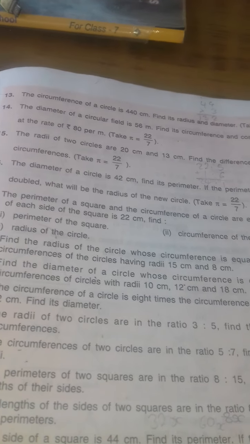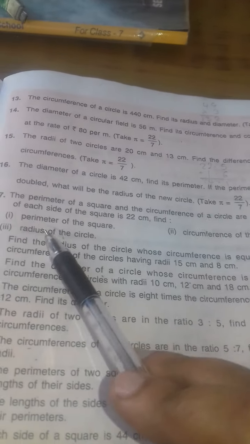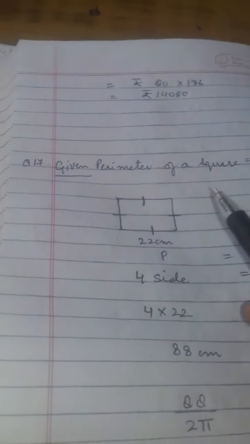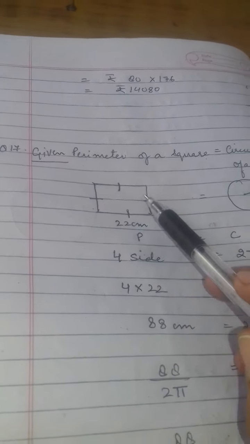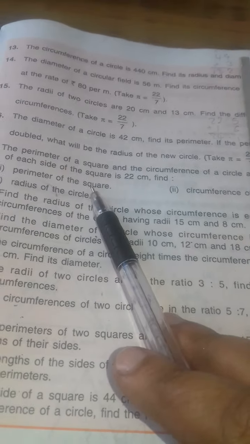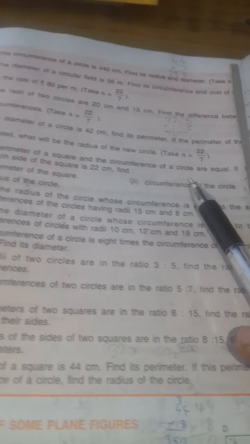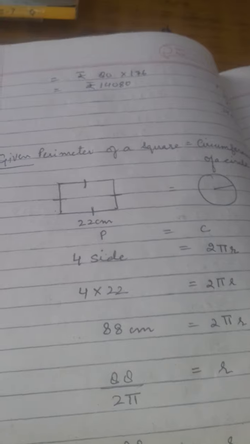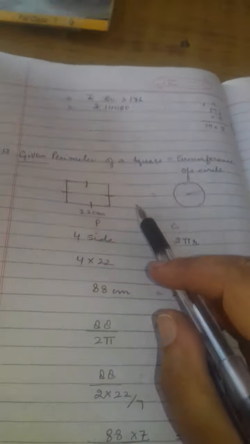Now what else is given? If the length of each side of the square is 22 centimeter, then find perimeter of the square, circumference of the circle and radius of the circle. Three things you have to find children.